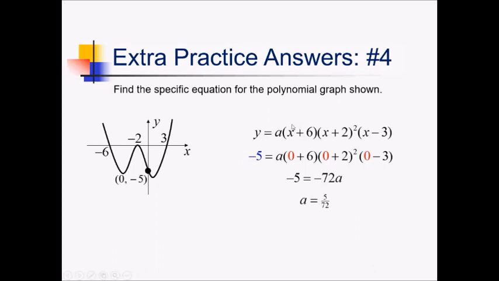And now let's just plug that back into what we wrote in the beginning here to get y equals 5 over 72 times (x plus 6), (x plus 2) squared, (x minus 3).